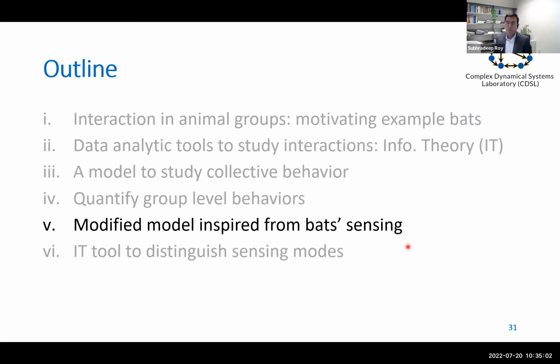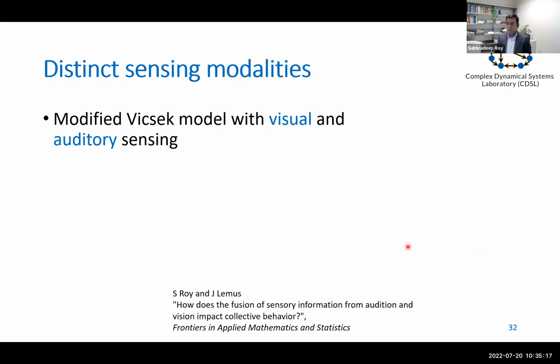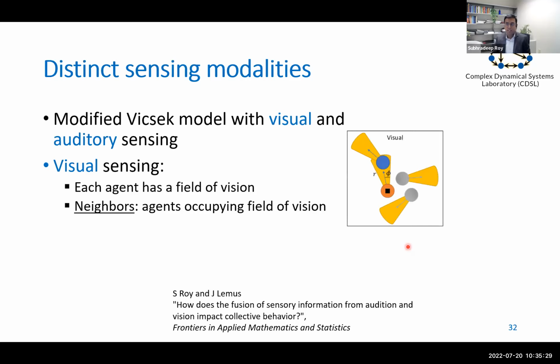Now it's time to go back to our motivating example of bats and see what happens if we implement a bats-inspired sensing mechanism in this simple model. To do that, we'll conduct a contrasting simulation. One uses vision-based sensing, and the second uses auditory-based sensing. Let me start with the visual sensing, which is the vision-based sensing over here.